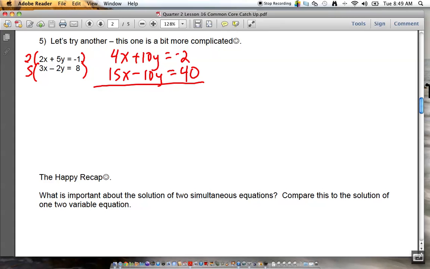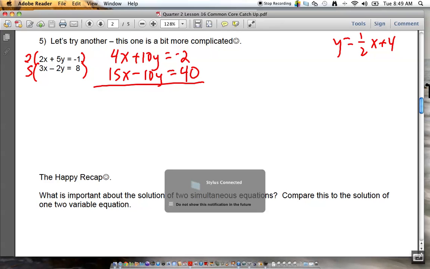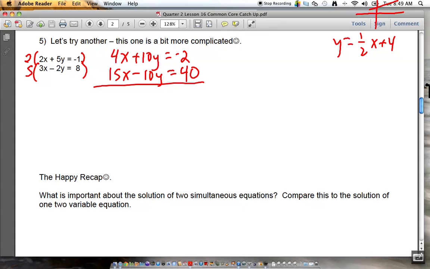Think about it this way. Think about it graphically. Let's say I had an equation that looked like this: y equals a half x plus 4. And let's say I graphed it. There's my equation. Agree?